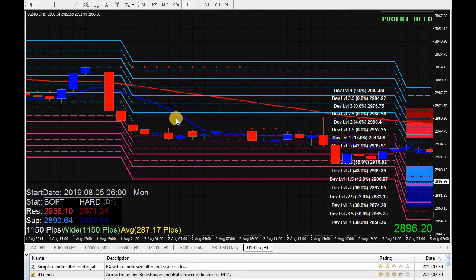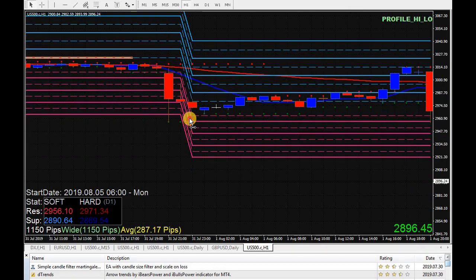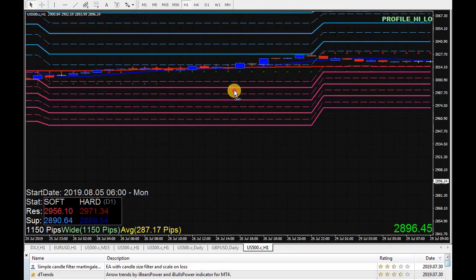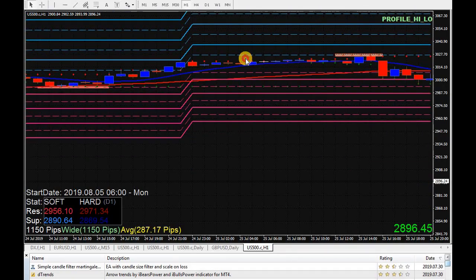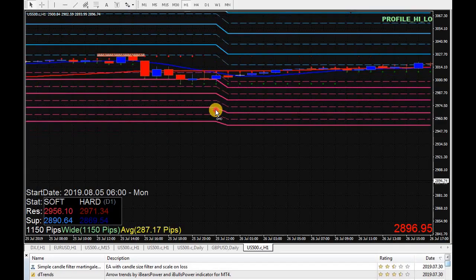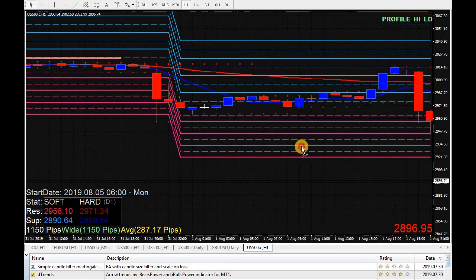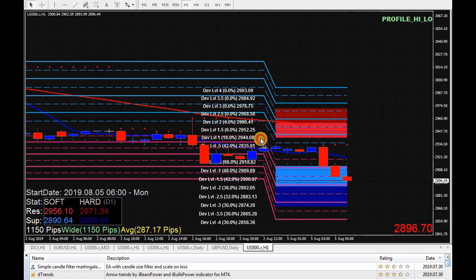Red's on top, downtrend bias. Blue's on top, uptrend bias. Okay. Now, I've pretty much covered, I think, all of the.